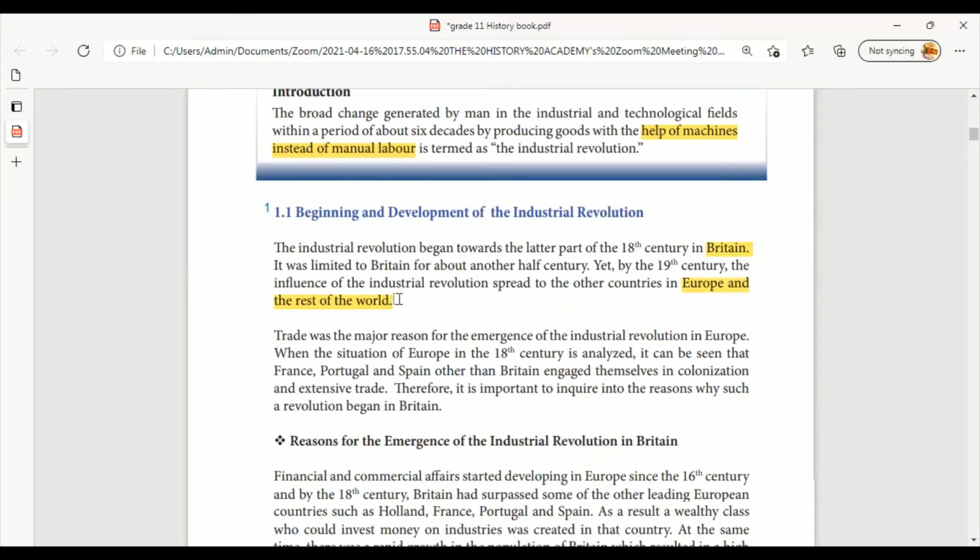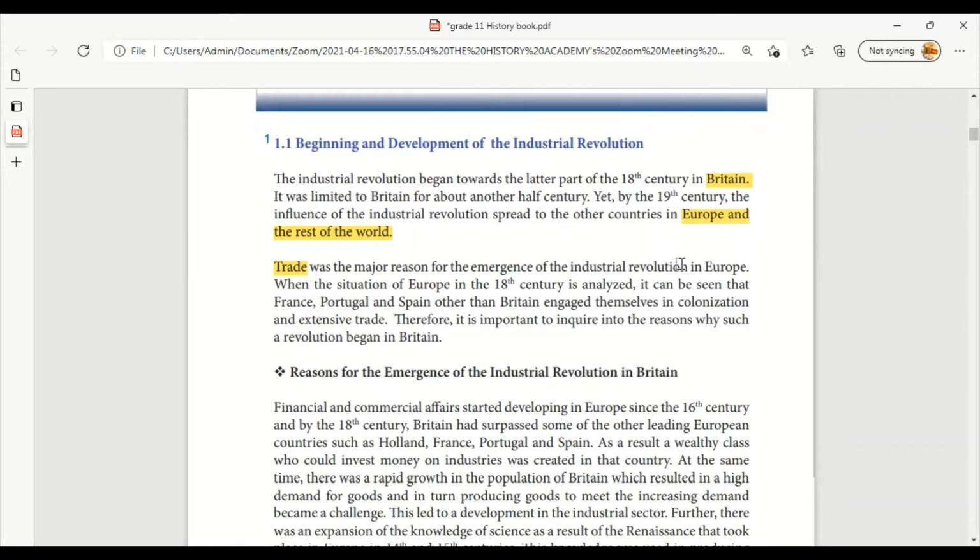So what was the main reason for the emergence of the industrial revolution? That means what is the main reason for producing goods with the help of machines? It was trade, right? Trade means buying and selling of goods, or we say exchange of goods. So trade was the major reason for the emergence of the industrial revolution. We have to understand that. When the situation of Europe in the 18th century is analyzed, it can be seen that France, Portugal, and Spain, other than Britain, engaged themselves in colonizations and extensive trade. Right. So trade was the main reason for the industrial revolution.